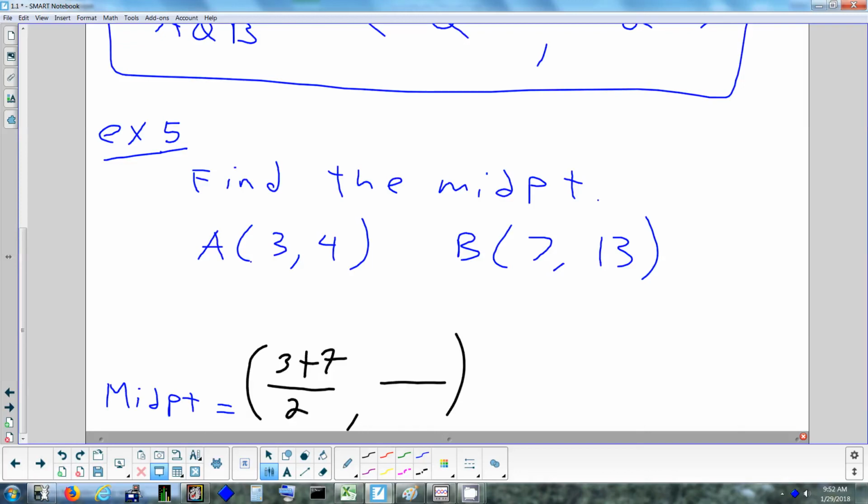All right. And Sean, can you give me my coordinate for the y values? 4 plus 13. Yep. And divide by 2. So you're going to get a coordinate of 10 over 2, which is 5, and then 17 over 2, which is 8.5. So big difference between this formula and the other one. This is a coordinate. This is a location. The distance formula is not a location. It's a length.